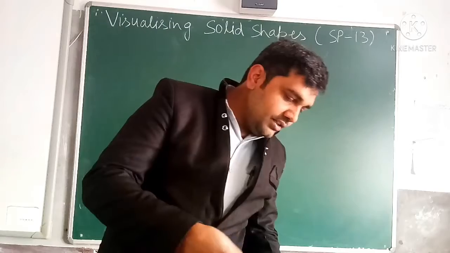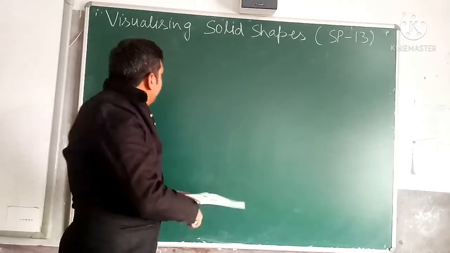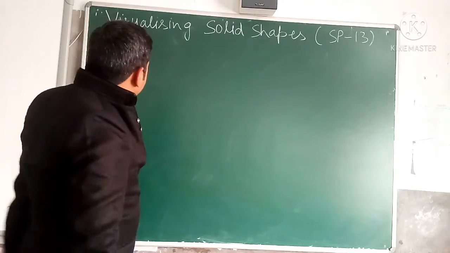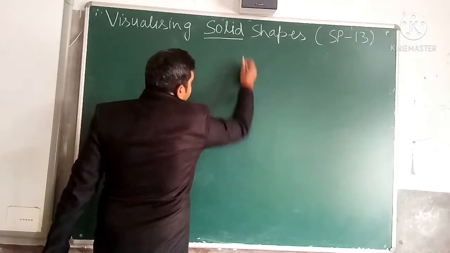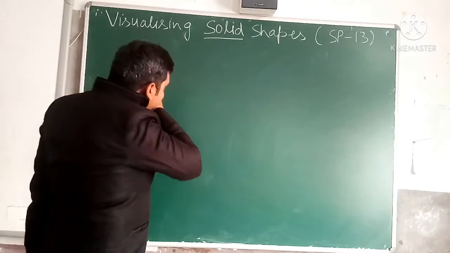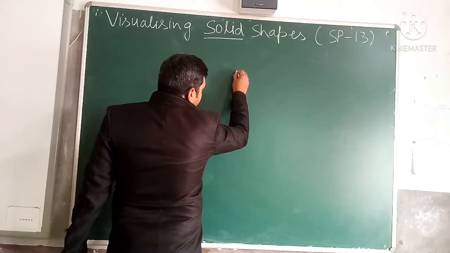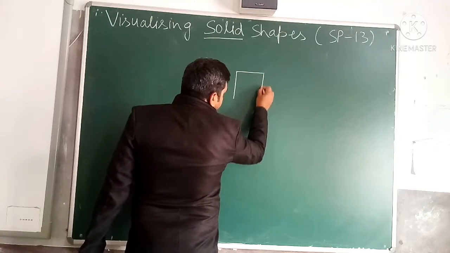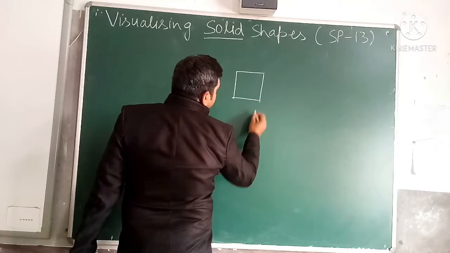First of all we start with an introduction. What is a solid? A solid is any enclosed figure that has three dimensions. Three dimensions means, suppose there is a cube. A cube has three dimensions: length, breadth, and height.